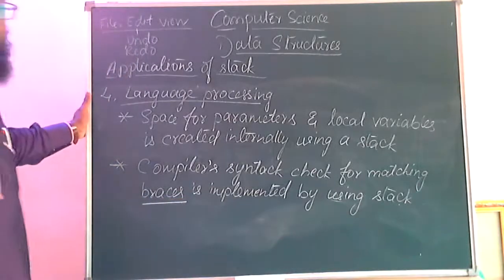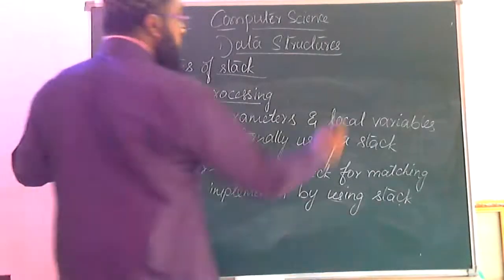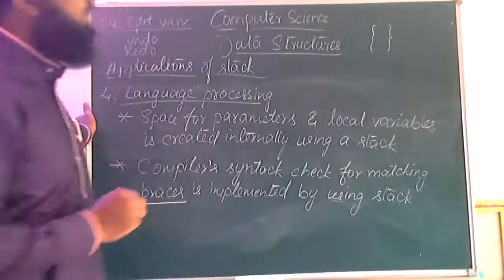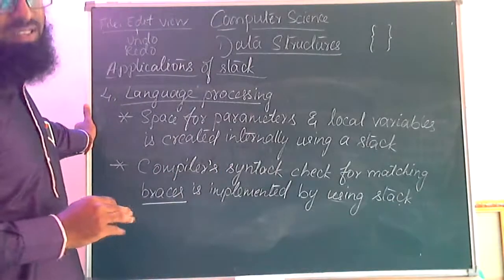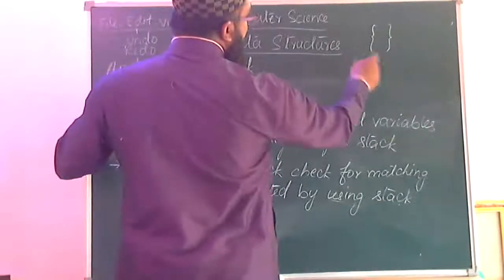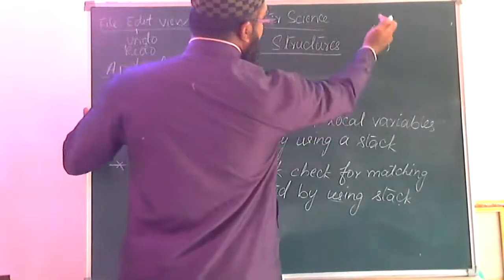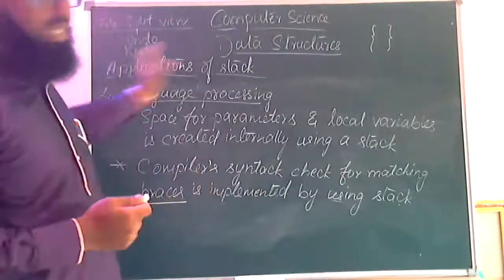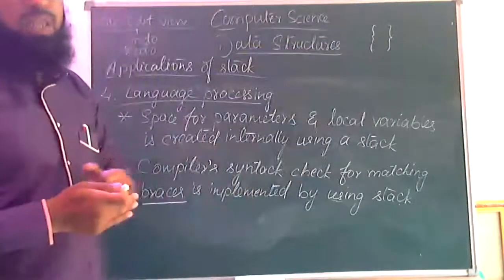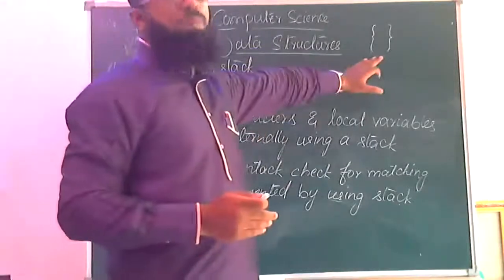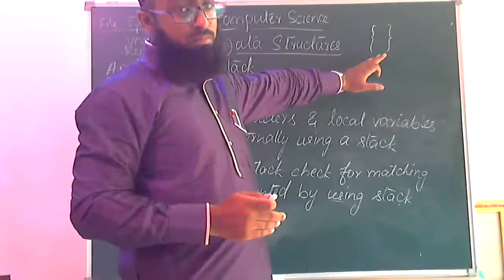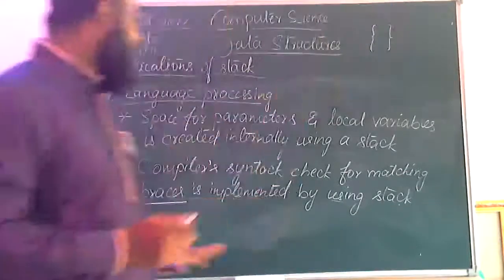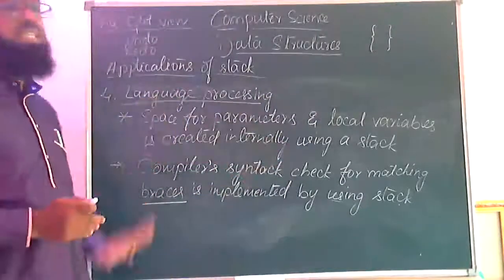What is meant by brace in computer language? I had already shown you. This type of brackets, which we call flower brackets, are called braces. This one is called the left brace; the brace on the left side is the left brace, and the brace on the right side is the right brace. In the English language these can be called flower brackets, but in computers these are called braces. This is a pair of braces, one is the left brace, another is the right brace. Compilers' syntax check.